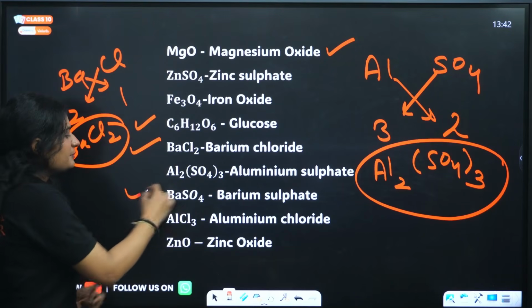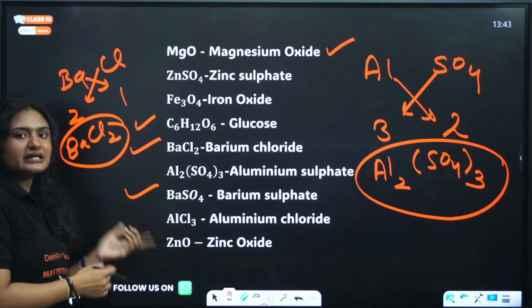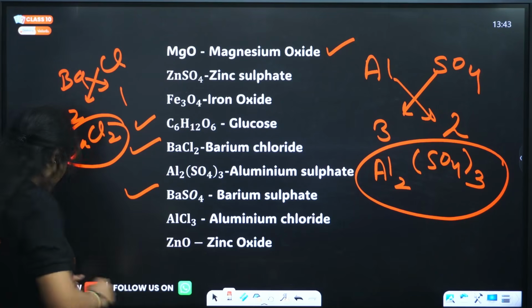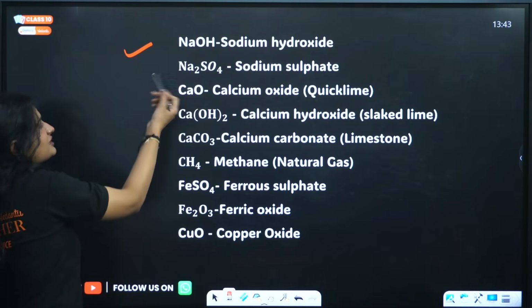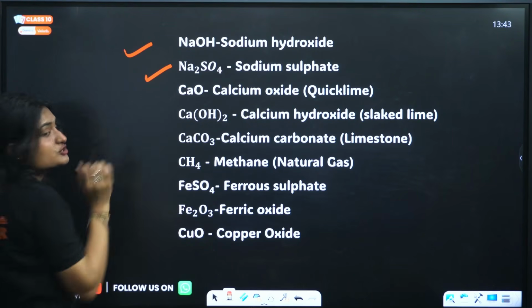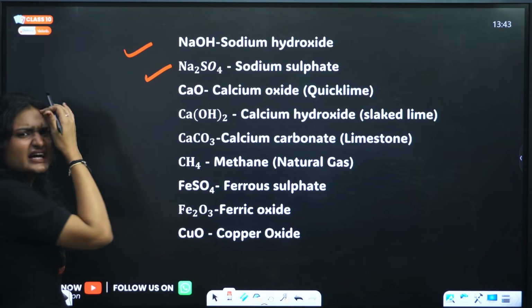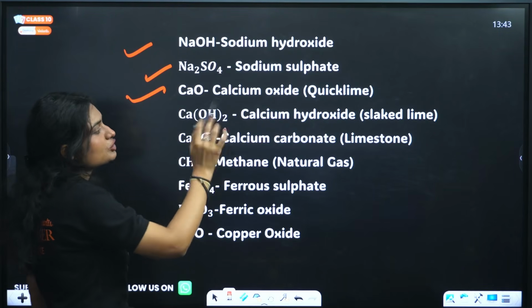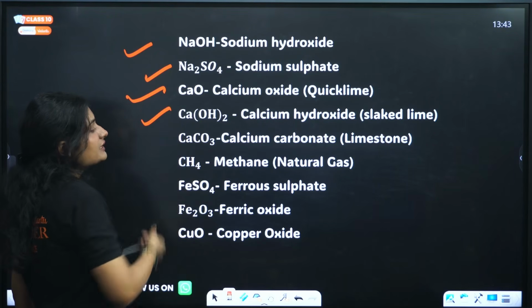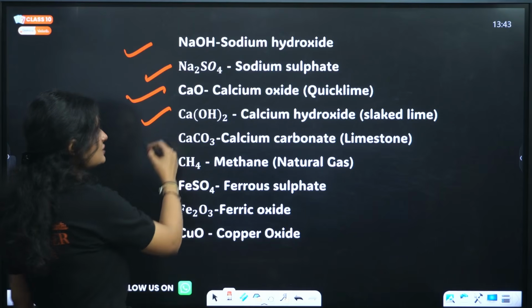Then barium sulfate, BaSO4, aluminum chloride, AlCl3, zinc oxide, ZnO. Next, sodium hydroxide, NaOH, sodium sulfate, Na2SO4, calcium oxide, which is also called quicklime or dry lime. Then you have slaked lime or lime water, that is calcium hydroxide. Calcium carbonate or limestone is CaCO3.